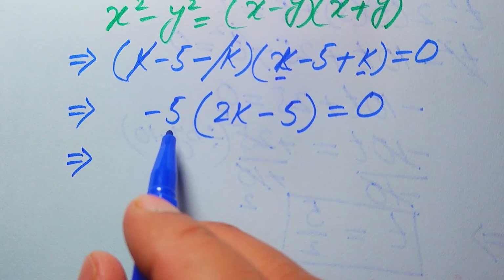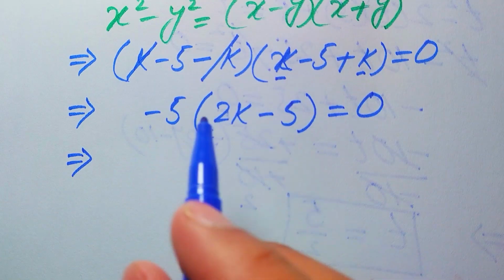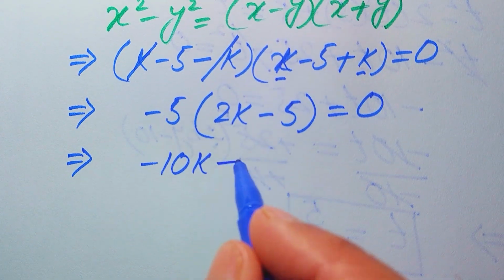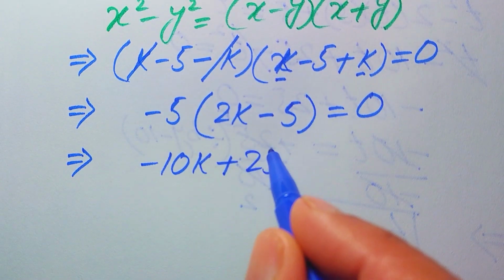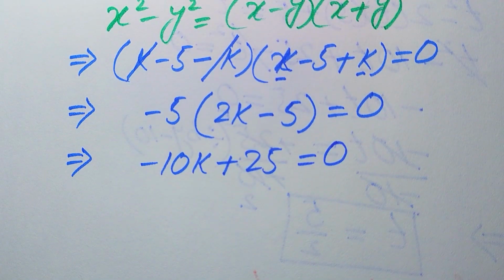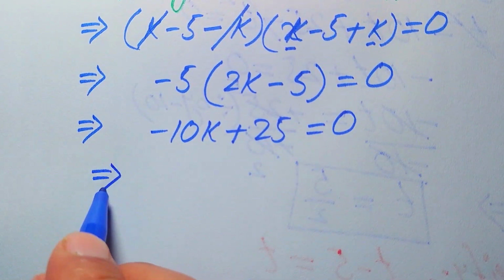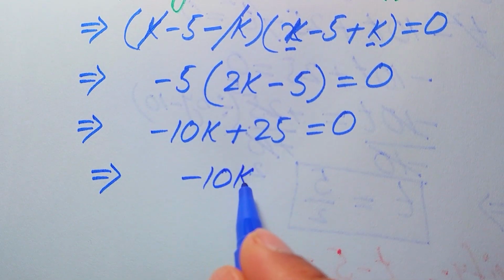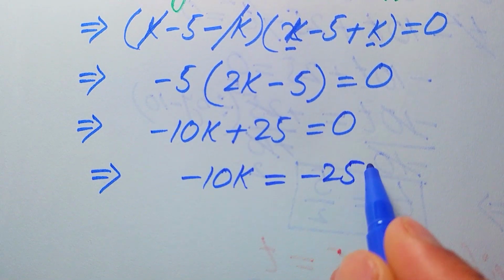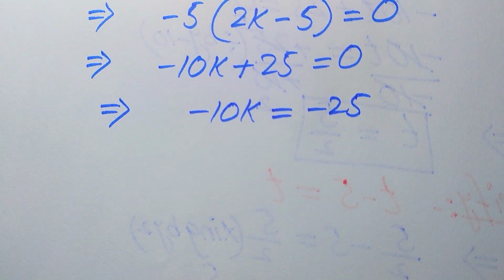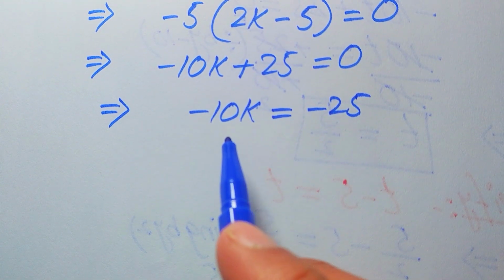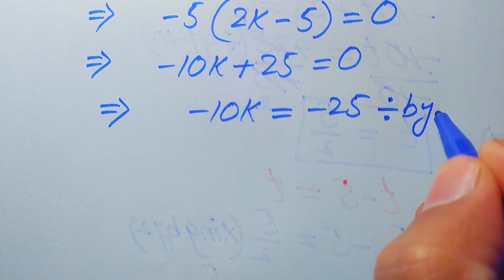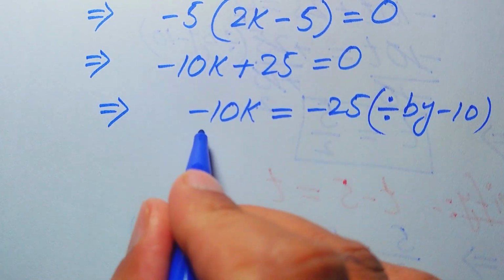Further in the next step we multiply this minus 5 on both of these two values, and it becomes minus 5 times 2k, which is minus 10k, and minus minus is plus, and 5 times 5 becomes 25, and this whole equation is equal to 0. In the next step we need more simplification, and here we move plus 25 to the right hand side, and it becomes minus 10k equals minus 25. Now for the value of k we need to remove this minus 10, so we divide both sides by minus 10.